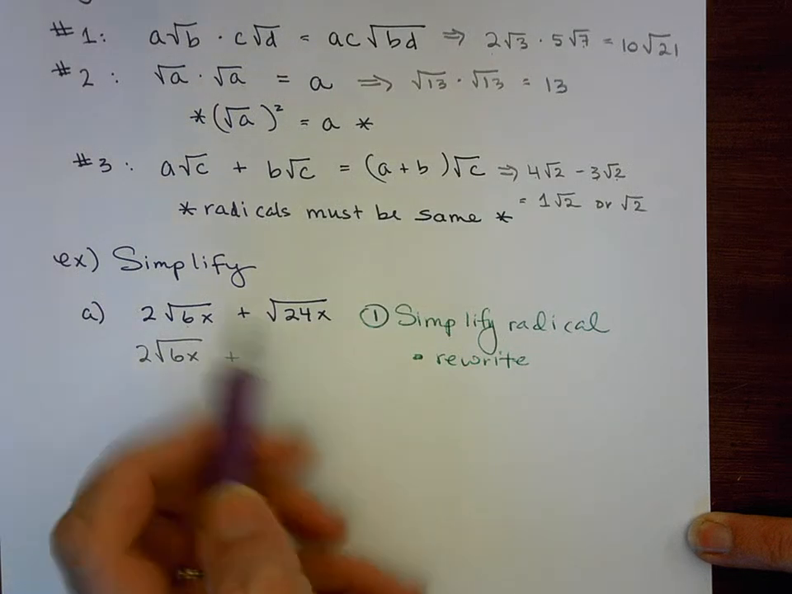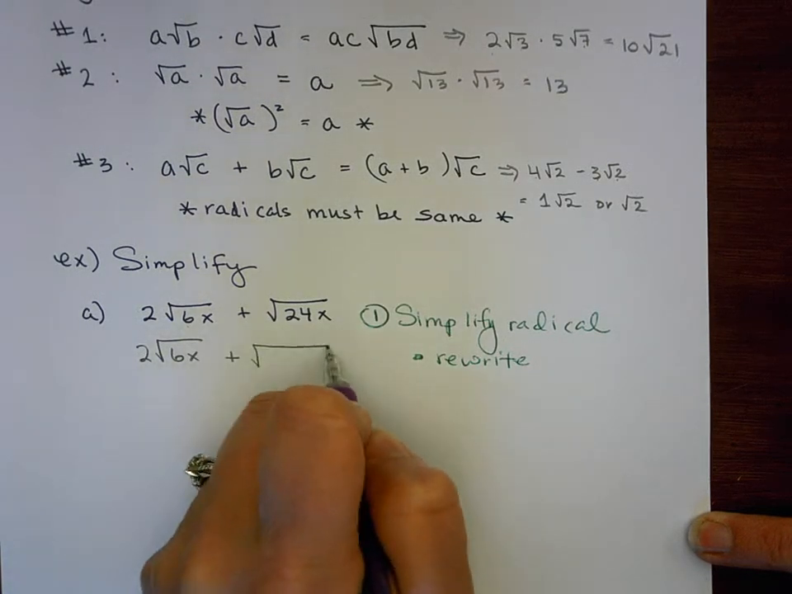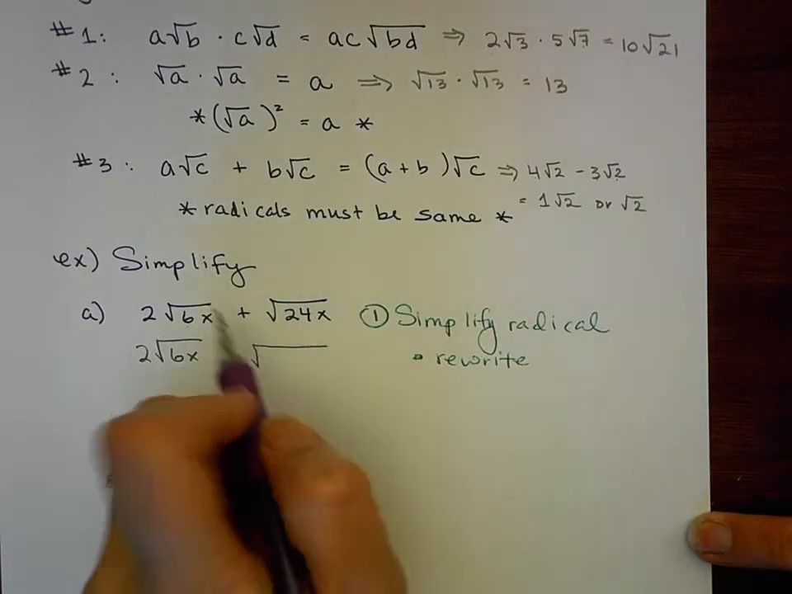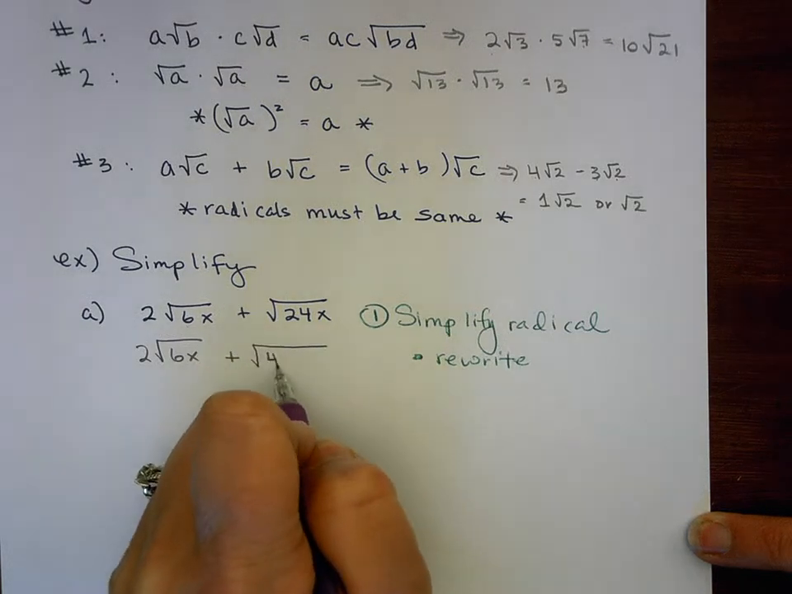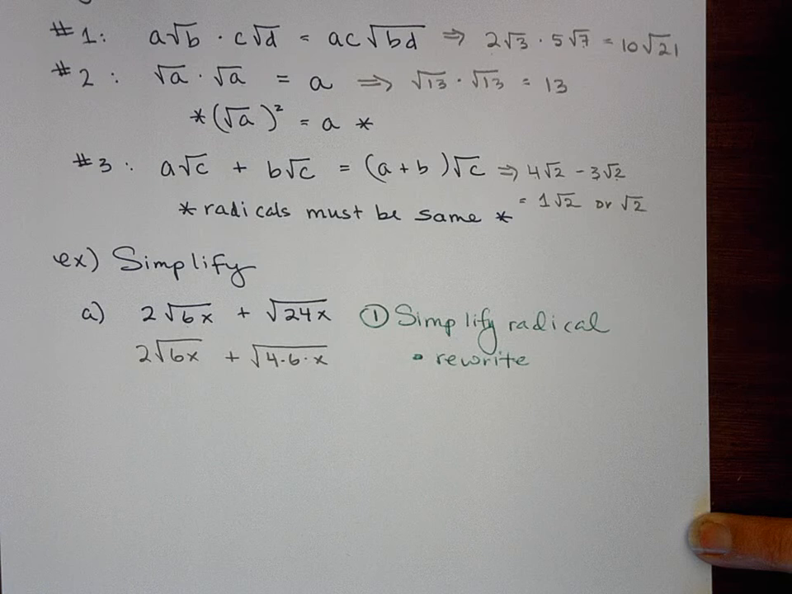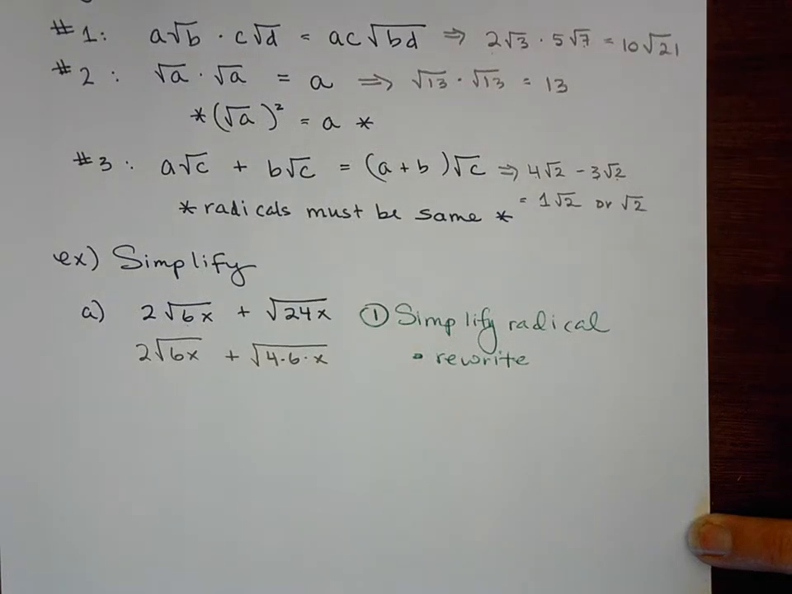So then that would be 2 times the square root of 6x, right? And then for 24, I can rewrite 24 as like 3 and 8, 4 and 6, 2 and 12. But the only thing I know the square root of in all those combinations is 4. So I'm going to rewrite it as 4 times 6x. And I can't take the root of x. I can't split off an x because it's just to a power of 1.